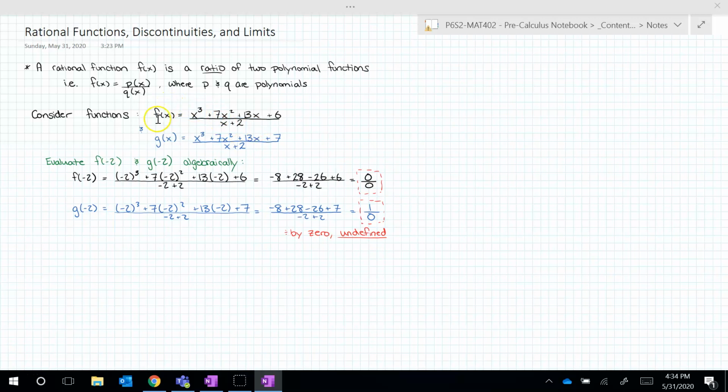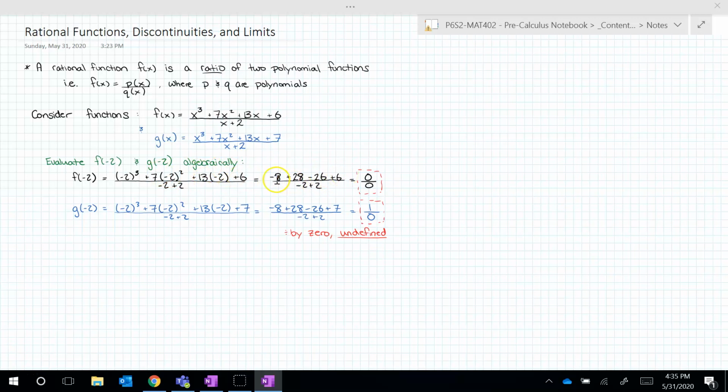These two functions, f of x and g of x, are completely identical in every way: x cubed, 7x squared, 13x, but this last number, the 6 and the 7, makes these graphs look very different. Let's figure out what f of negative 2 and g of negative 2 are, algebraically to start. For f of negative 2, I plug in negative 2 for x: negative 2 cubed is negative 8, negative 2 squared is 4, times 7 is 28, negative 2 times 13 is negative 26, and then plus 6.